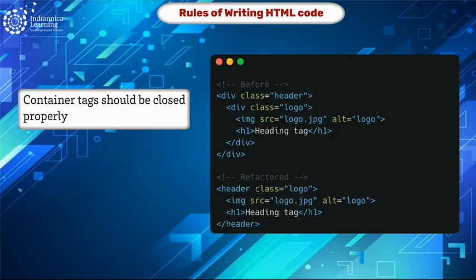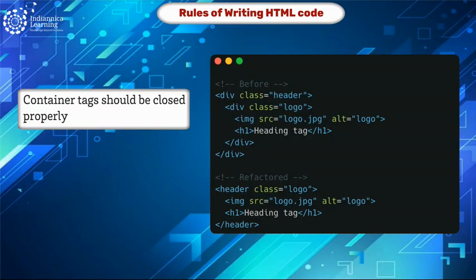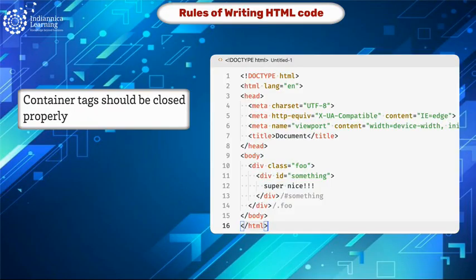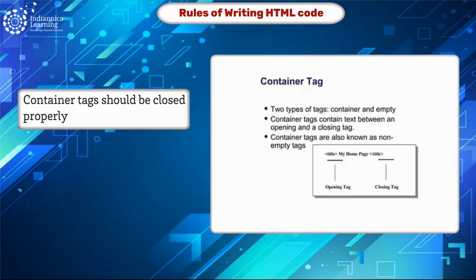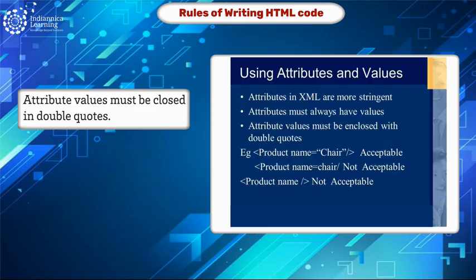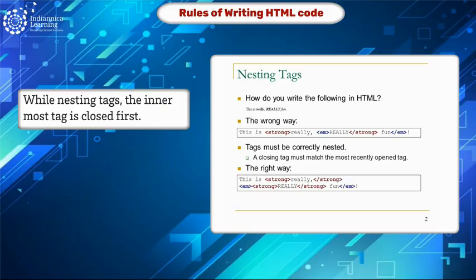There are some rules that you must follow while writing HTML code. Tag names should not contain spaces. Container tags should be closed properly. Attribute values must be closed in double quotes. While nesting tags, the innermost tag is closed first.